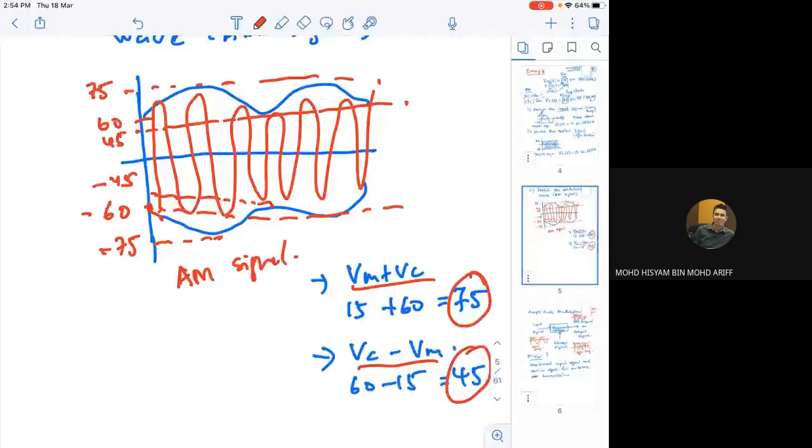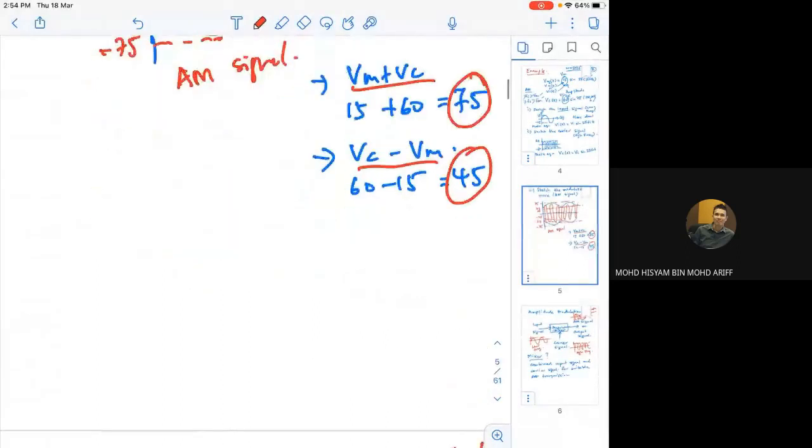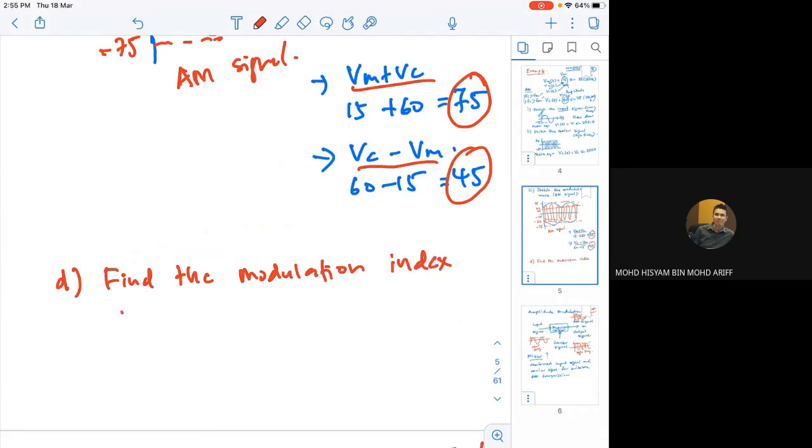Okay, so question number 3. Normally they're asking you about this. I'm telling you what we will see in the AM signal. Basically they're asking you to find A, B, C, sketch. D, find the modulation index and the percentage of modulation. This is what they normally ask you. So how to solve it?